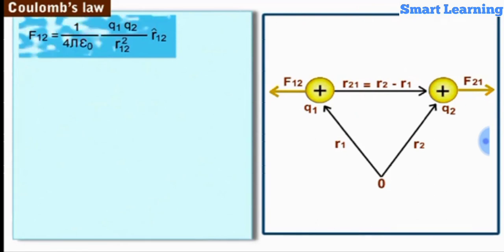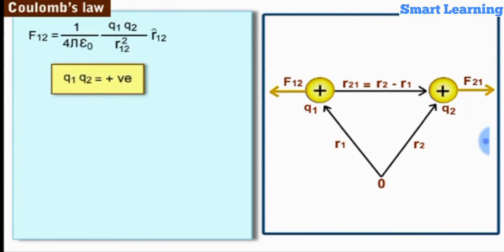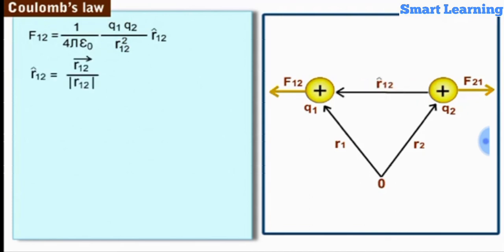If Q1 and Q2 are like charges, they repel. In this case, the product of the charges Q1 and Q2 will be positive. The unit vector r12 cap is given as shown. Here, the force F12 will be in the direction of unit vector r12 cap.